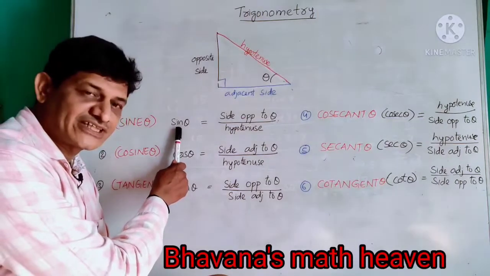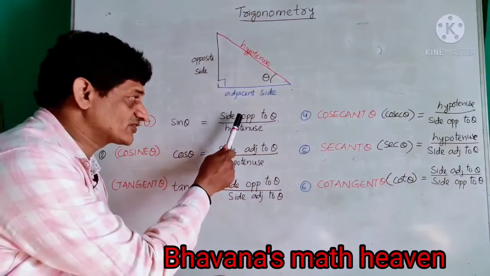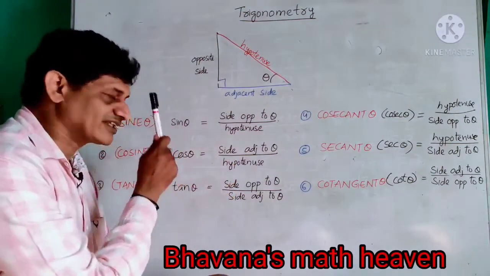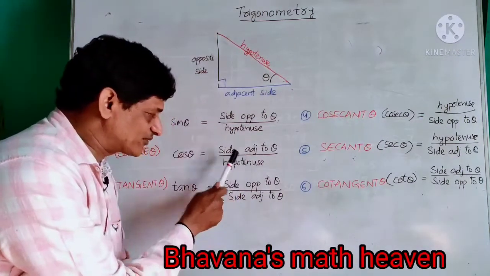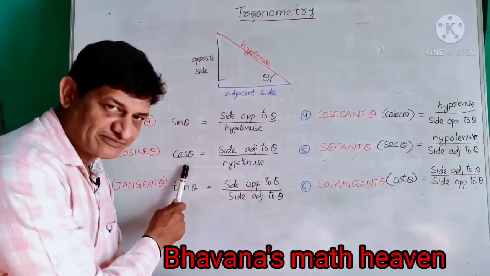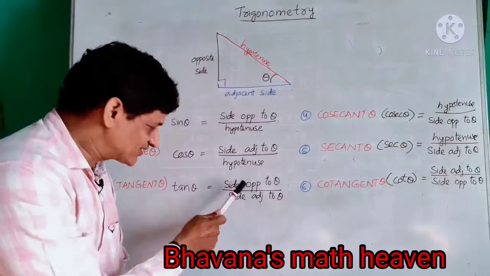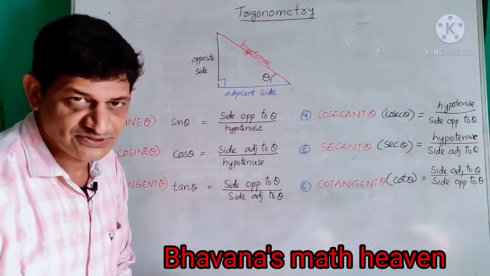What is the definition of sine theta now? Side opposite to theta by hypotenuse. The ratio between opposite side and hypotenuse is called sine theta. The ratio between adjacent side and hypotenuse is called cos theta, and the ratio between opposite and adjacent side is called tan theta. These are the three main ratios.